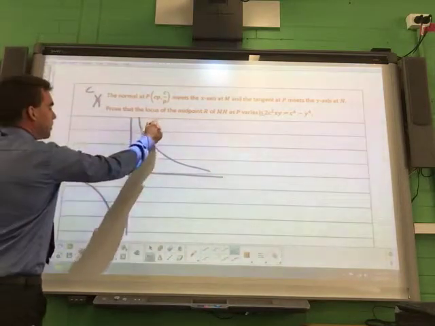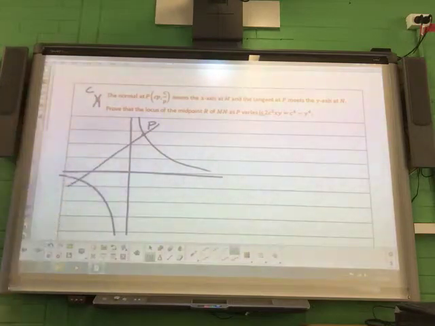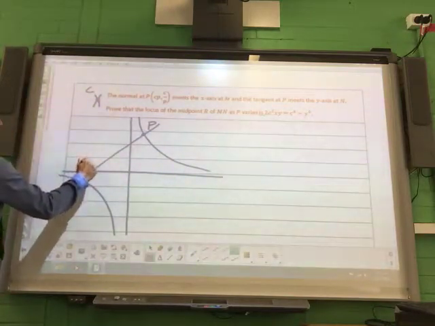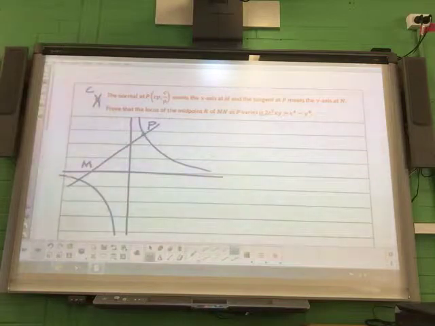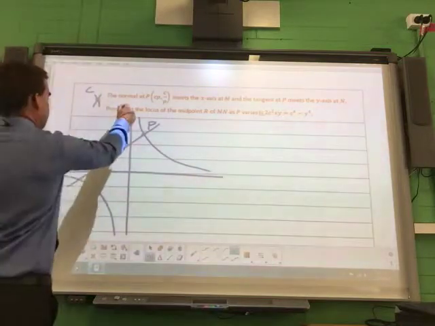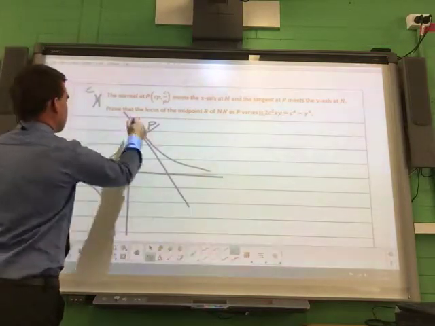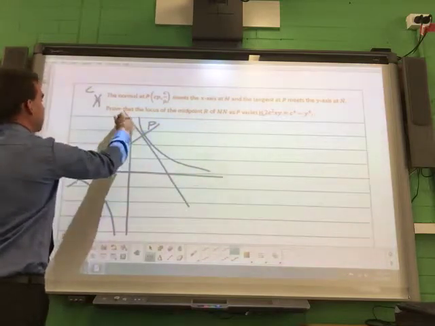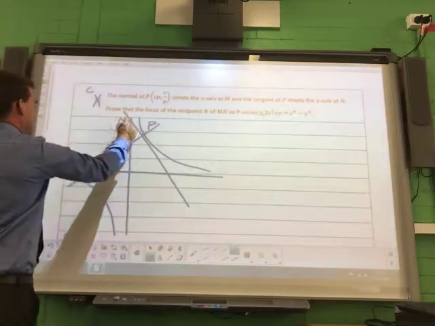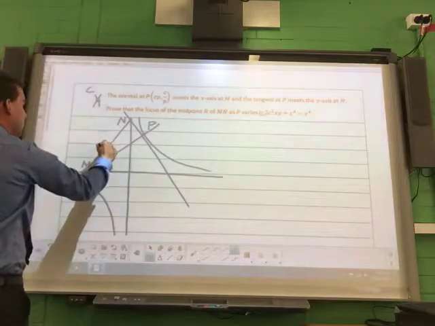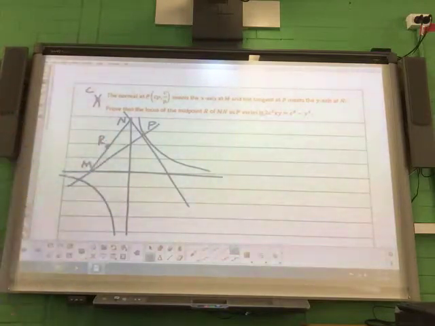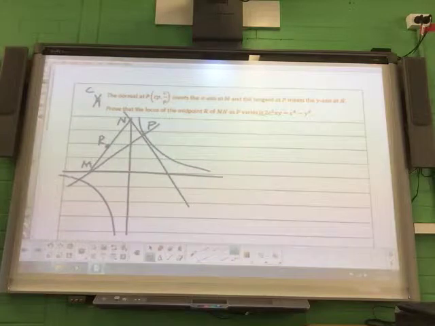Right, draw the normal. It meets the x-axis at M. And the tangent at P is going to meet the y-axis at N. So we've got the interval MN, which has the midpoint R on there. We need the locus of the midpoint R of MN as the point P varies. We will need to come up with that equation somehow.